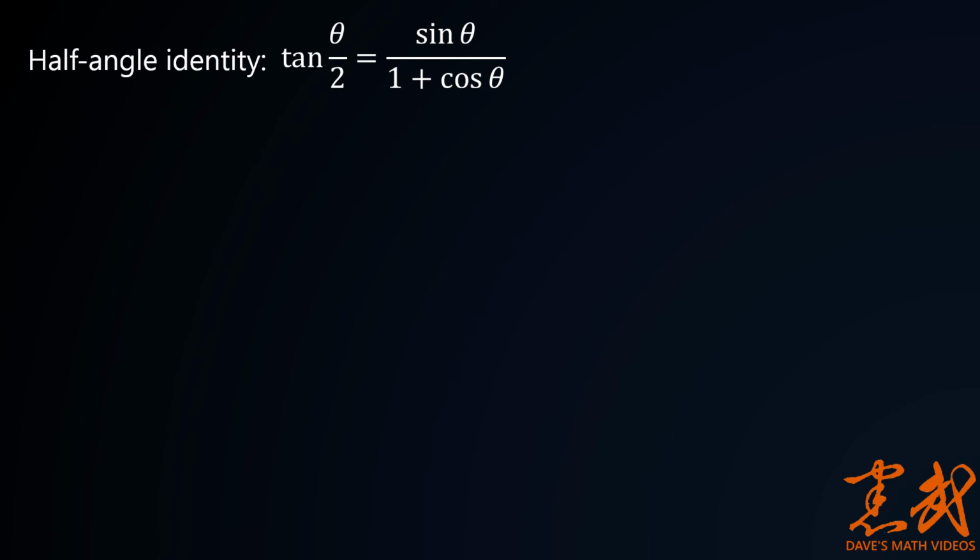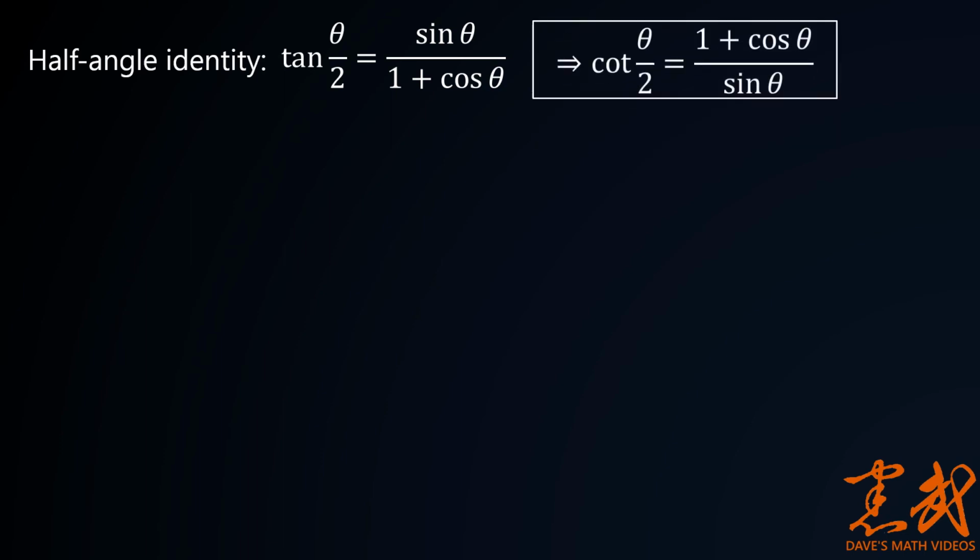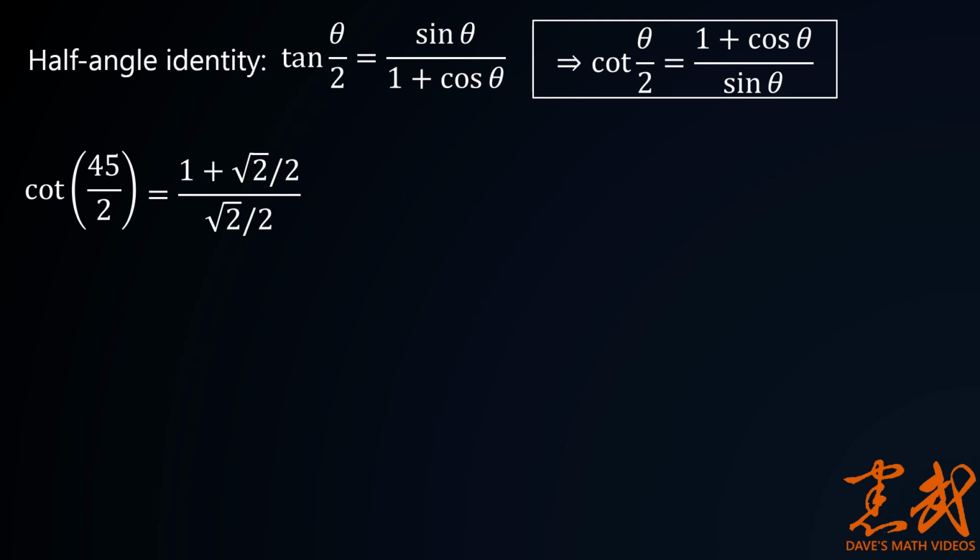Now all we have to do is apply the half angle identity. So the half angle identity for tangent is that the tangent of θ/2 is equal to the sine of theta over 1 plus the cosine of theta. This, of course, implies that the cotangent of θ/2 is equal to 1 plus cosine of theta over sine of theta. Using theta as 45 degrees, all we have to do is plug this in, and we would get 1 plus the square root of 2 over 2, over the square root of 2 over 2.